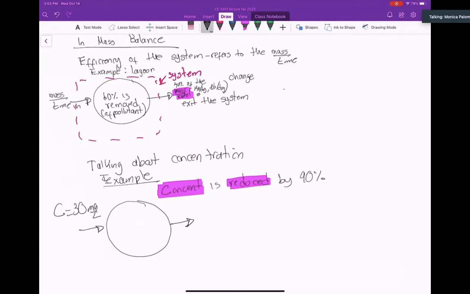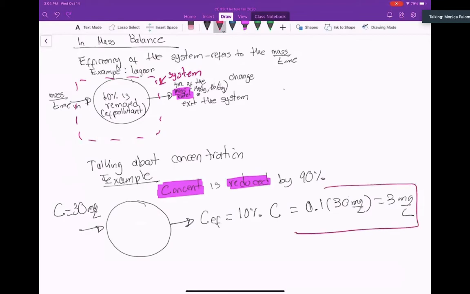So if that is the case, the concentration is reduced in the system, and the effluent is going to be equal to what? 90%? 10%? 10%, 3 milligrams per liter. So you already did the calculation, 3 milligrams per liter, but let me put it specifically here: 10% of the initial concentration, that in this case is 0.1 times 30, or 3 milligrams per liter. So I just want to make sure that there is a clear difference in the wording.